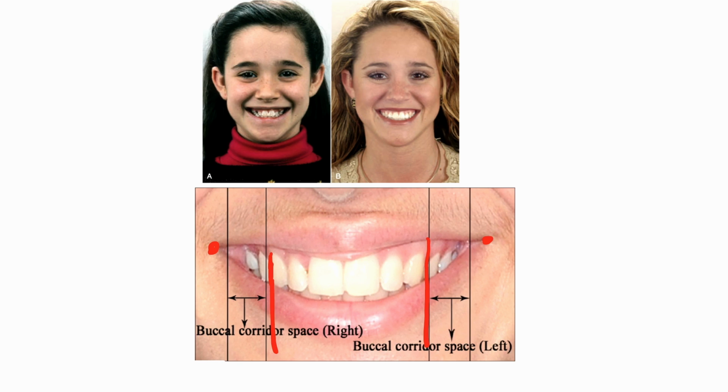Now basically this distance, as marked in this particular image, slight variations will be there, isn't it? While smiling, that's important. So the distance between the corners of the mouth and the distal part of the canine is called the buccal corridor.